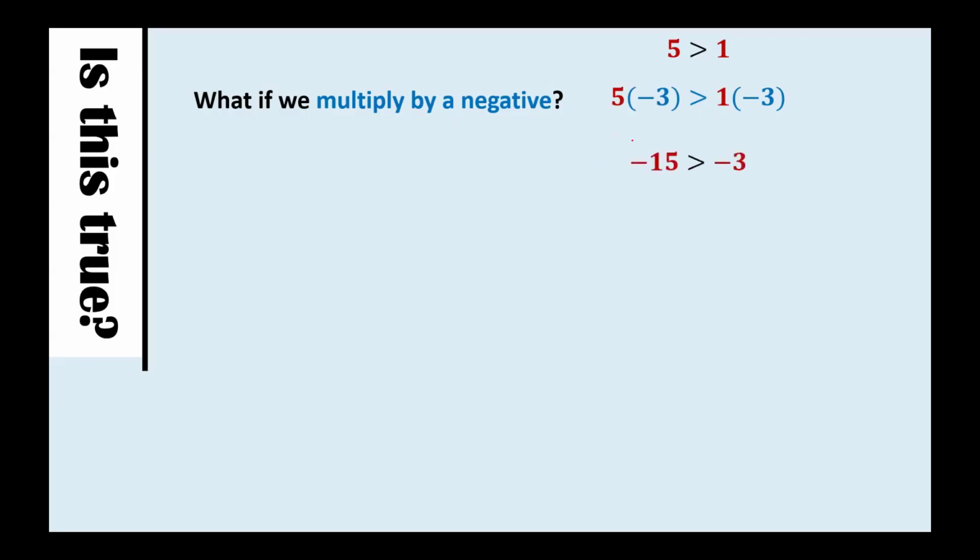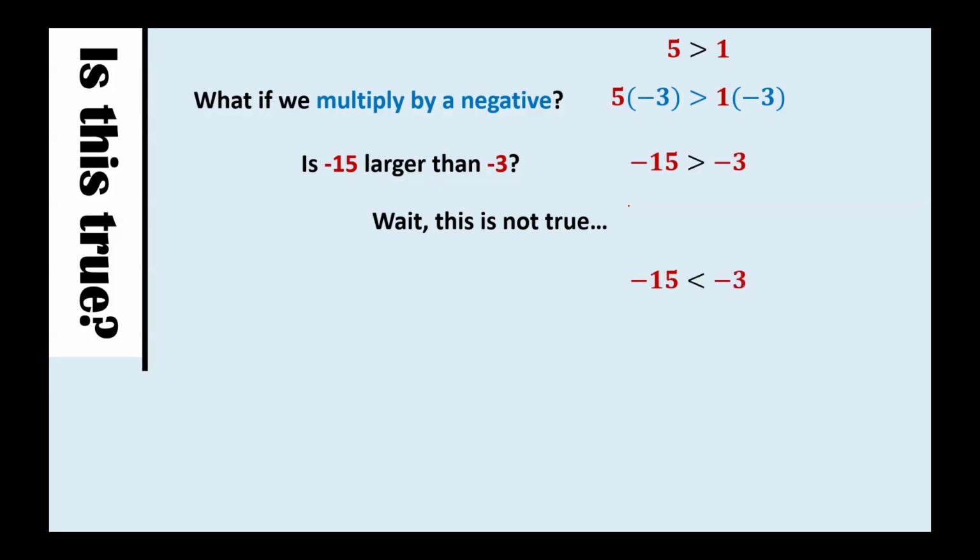Okay, now I want to go over a really important concept. Is this true? Is 5 greater than 1? Yes. What if we multiplied by a negative number? What if I multiplied both sides by negative 3? 5 times negative 3 is negative 15. 1 times negative 3 is negative 3. Now I'm going to ask you this question. Is the left side still greater than the right side? Before, the left side was greater than the right side. After I multiply by the negative, is this true? Is negative 15 greater than negative 3? No, it's not, right? That's not true.